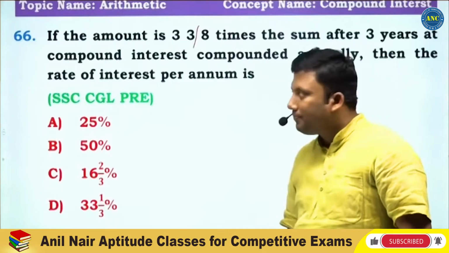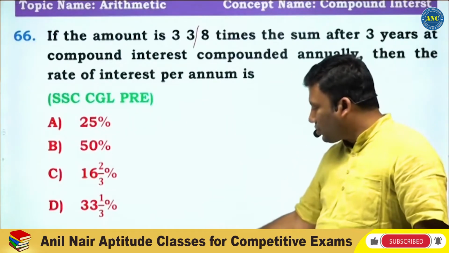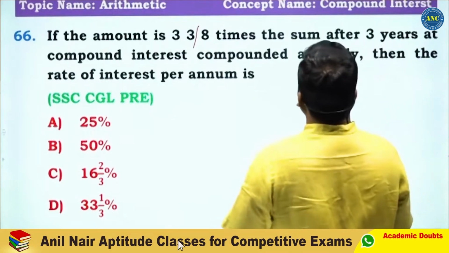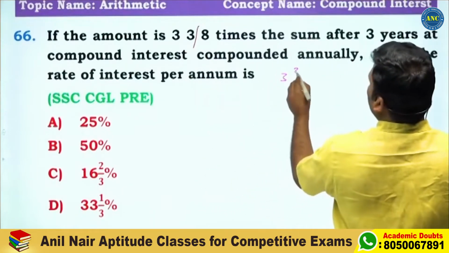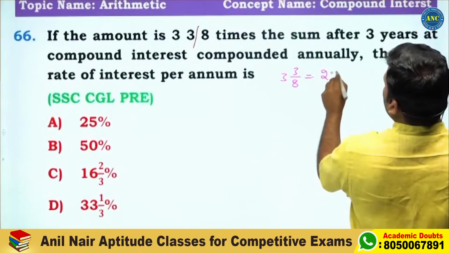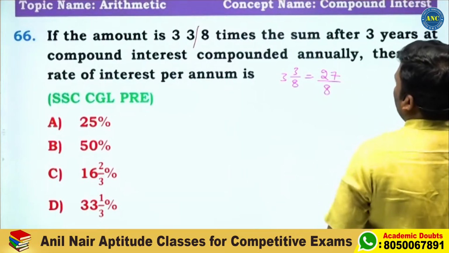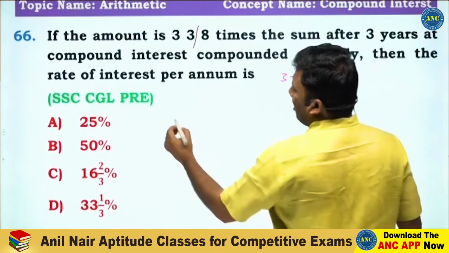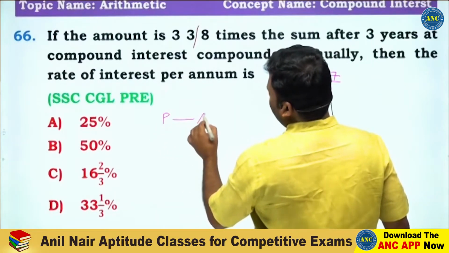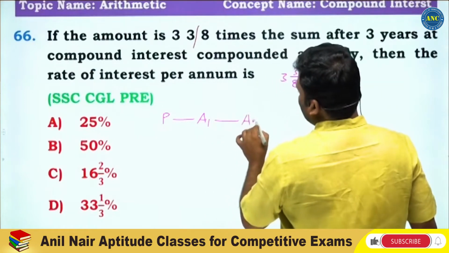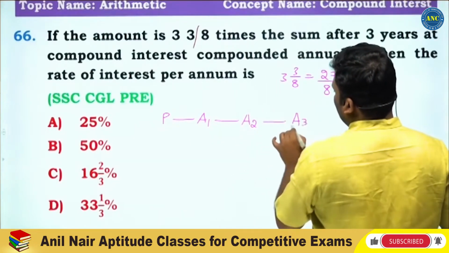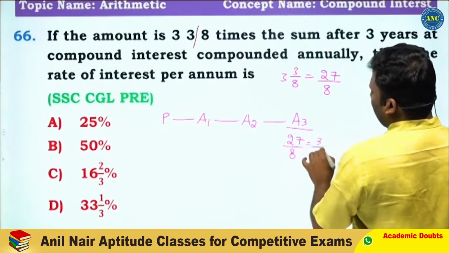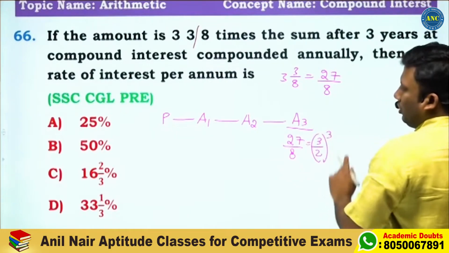SSC CGL question. Please read this question. If the amount is 3 by 8 times, 3 by 8 is 24 plus 3, 27, so 27 by 8 times the sum after 3 years. After 3 years, there is P, there is A1, there is A2, and there is A3, and this is 27 by 8 times, which is 3 by 2 whole cube.